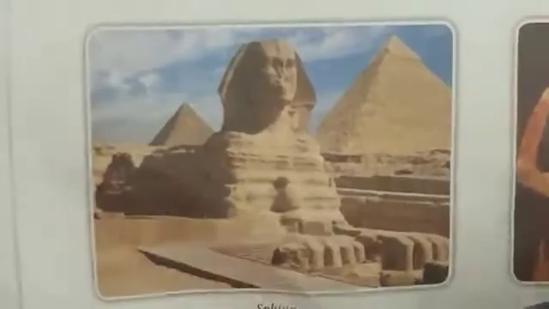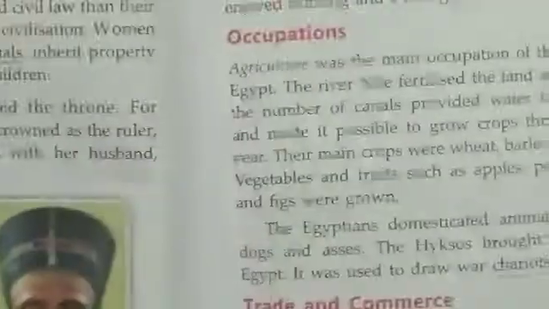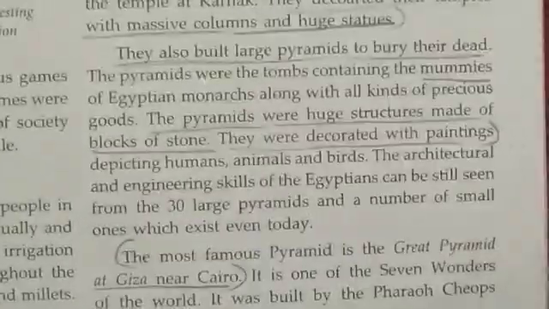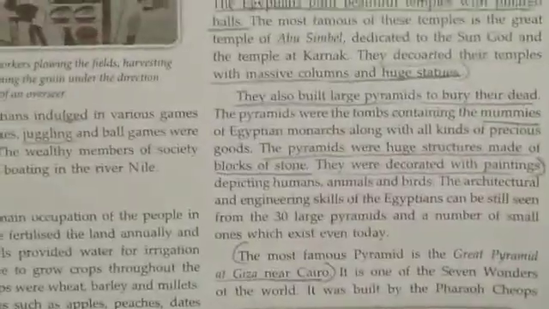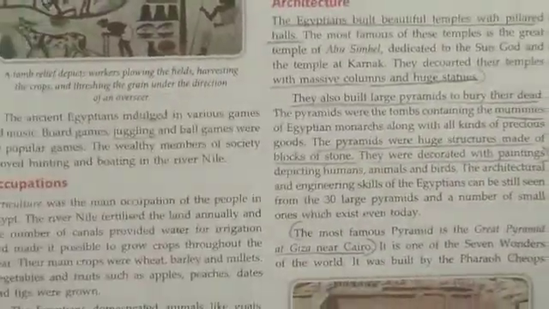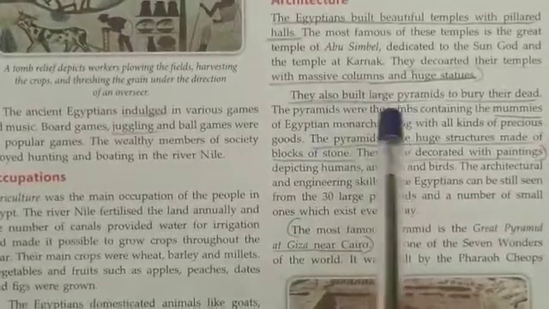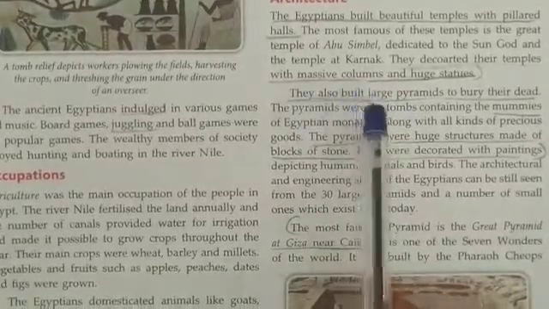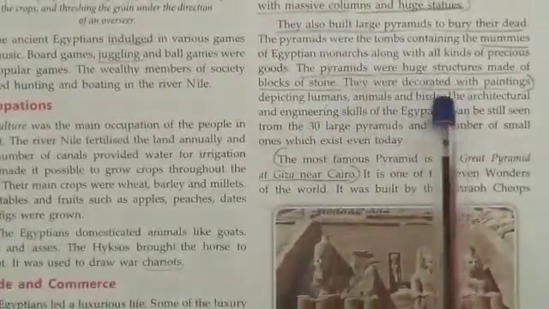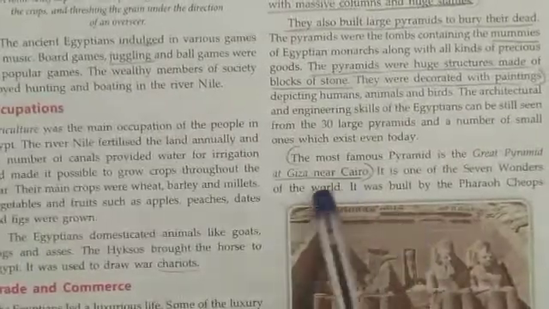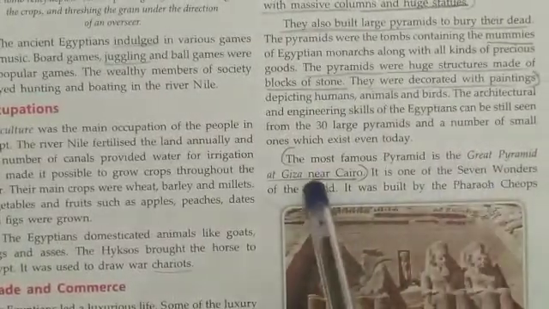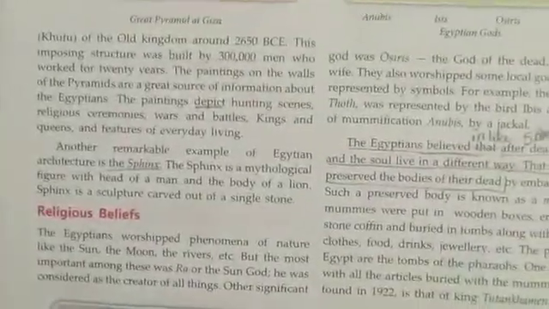So today we learnt about the architecture of the ancient Egyptian civilization. We learnt about the temples, the temple of Abu Simbel and the temple at Karnak, and also about pyramids, the famous Great Pyramid at Giza, and also about the Sphinx.